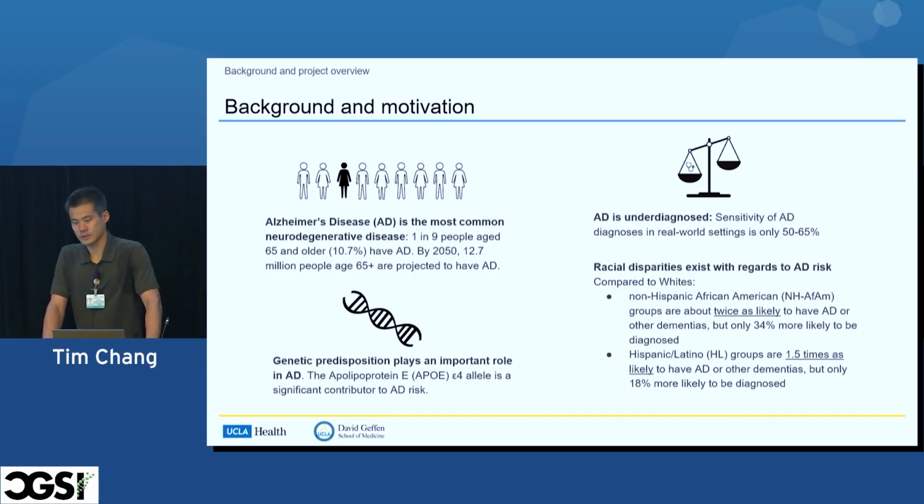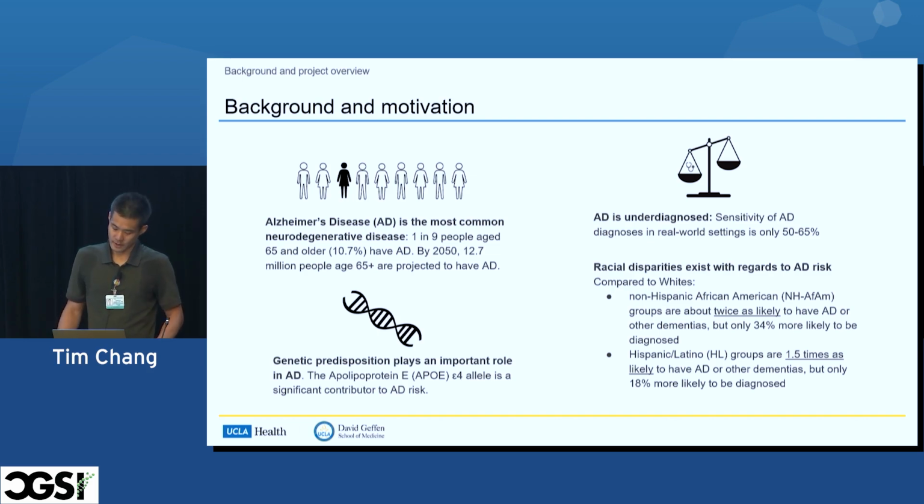But we do know that Alzheimer's is underdiagnosed. For example, we can look at the sensitivity of Alzheimer's disease diagnosis comparing real-world EHR data with those same people who are also in some longitudinal cohort study where a research physician is diagnosing Alzheimer's disease, and that's about 50 to 65%. And there are racial disparities as well. Compared to whites, non-Hispanic African Americans are about twice as likely to develop Alzheimer's, but only about 30% more likely to be diagnosed in the EHR. Hispanic Latinos are about 1.5 times more likely, but only about 18% more likely to be diagnosed.